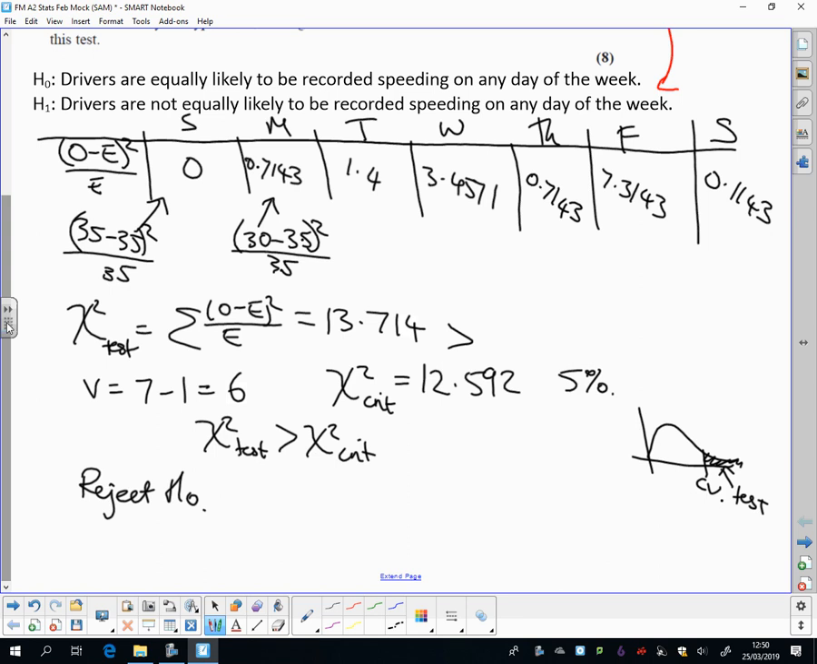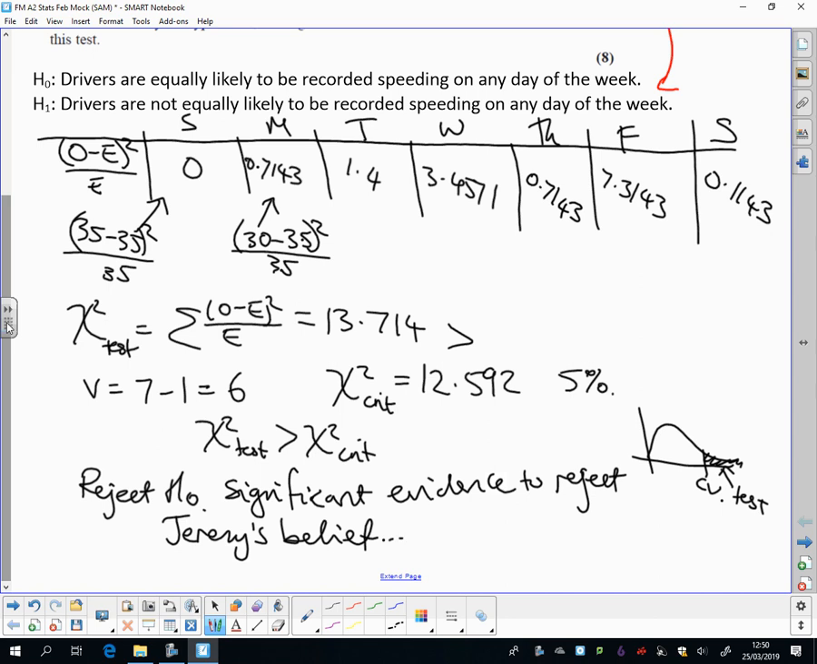So, you should never be 100% confident when we're doing hypothesis tests, because there is the possibility that there's a mistake, but there is significant evidence to reject Jeremy's belief.